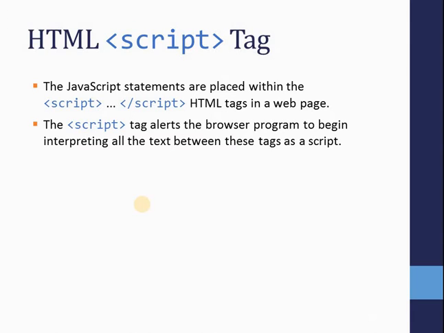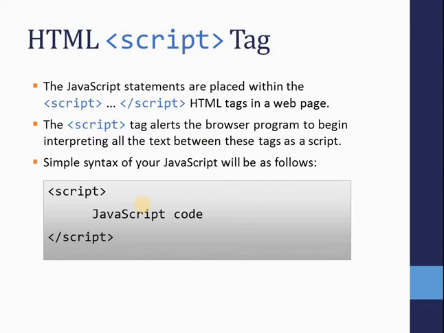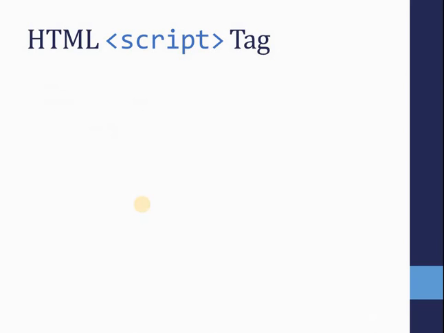That means your JavaScript, just like we were using the style tag in CSS to let your browser know that from now onwards after the style tag we are using CSS, just like that. The simple syntax of JavaScript will look like this code snippet: the script opening tag, after that your JavaScript code, and your script closing tag. So whatever you write between this tag will be considered as your JavaScript code.